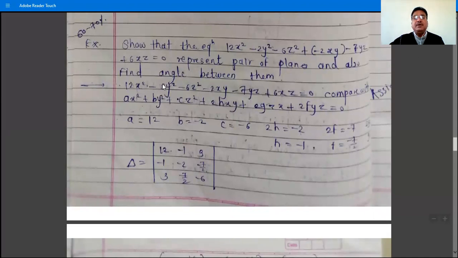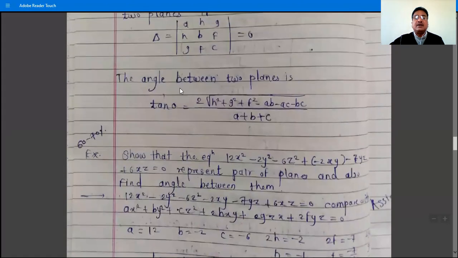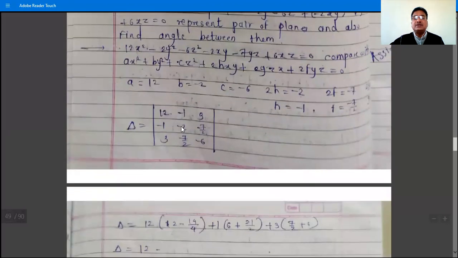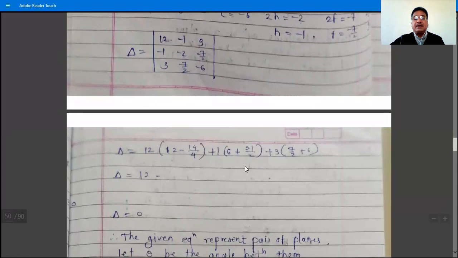A is 12, b is minus 2, c is minus 6, 2h is minus 2, therefore h is minus 1. 2g is the coefficient of zx or xz, which is 6, so g is 3. 2f is minus 7, so f is minus 7 by 2. And then write delta as AHG, HBF, GFC, this determinant, substitute the values of all these, and find the value of this determinant, and it is equal to 0.